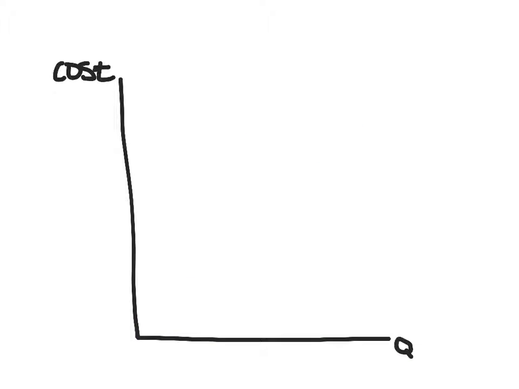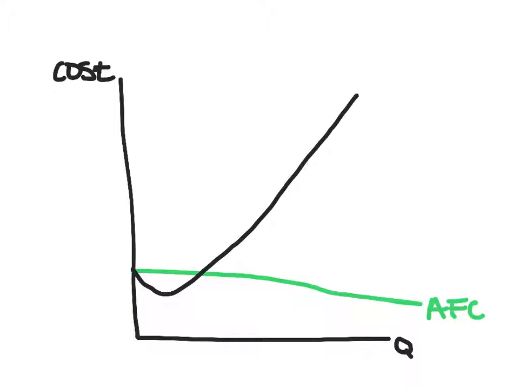In this graph, we're going to be talking about average fixed cost, average variable cost, average total cost, and marginal cost. Your average fixed cost is going to look like a slowly downward sloping curve. Your marginal cost looks like a Nike check.